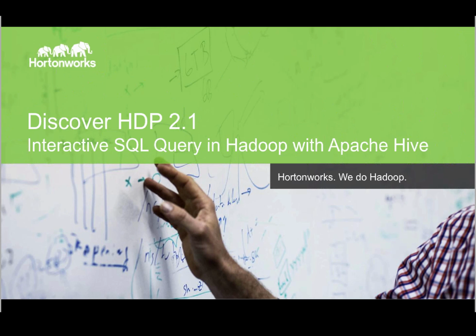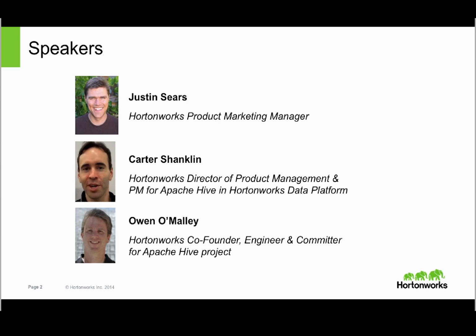It's my pleasure to host our 7-webinar series entitled Discover HDP 2.1, covering all the new capabilities for Enterprise Hadoop delivered in Hortonworks Data Platform version 2.1. Today's interactive SQL query in Hadoop with Apache Hive is the second webinar in the series. If you missed last week's webinar, New Features for Security in Apache Knox, you can find the recording and Q&A on our blog. I'll be your host today, and I'm joined by 2 Apache Hive experts.